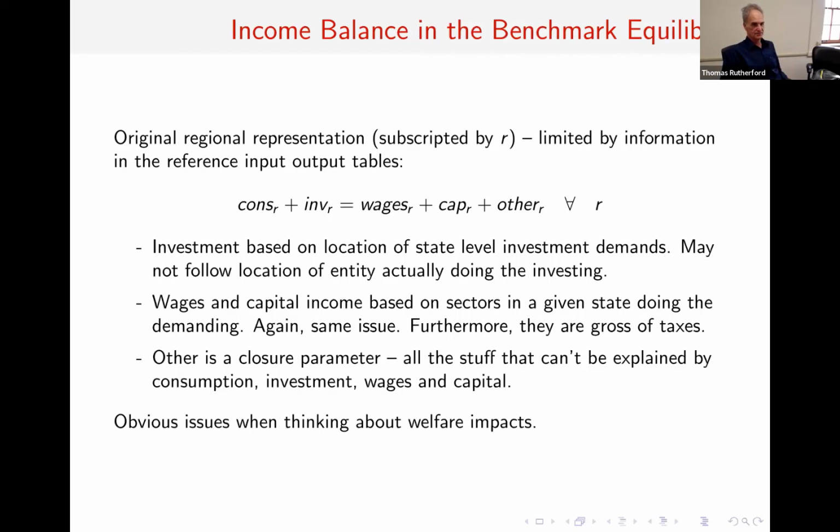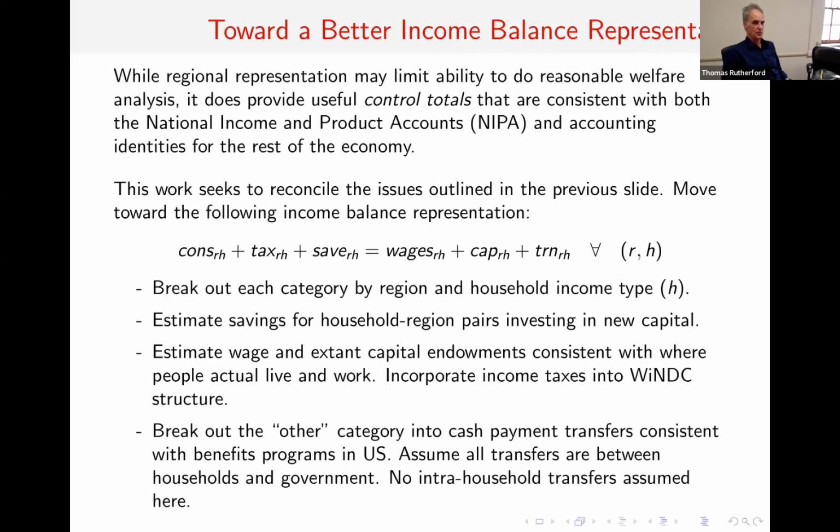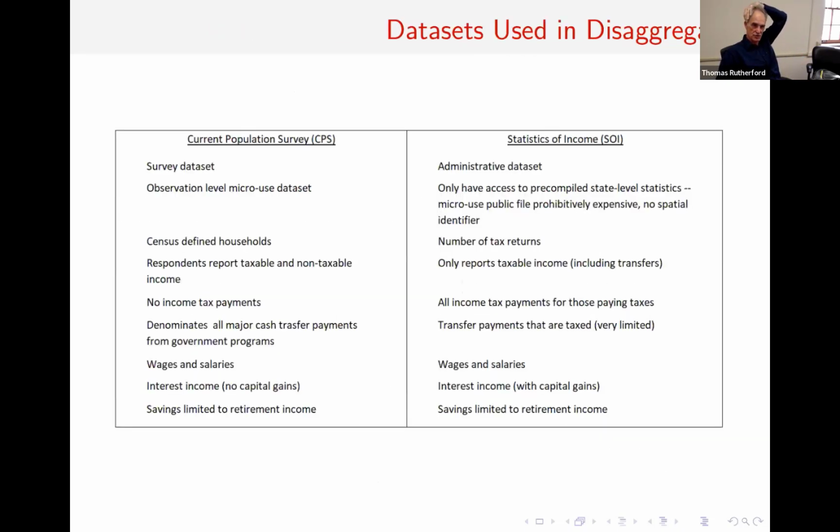So that's the idea about reconciling income balance: the original data set is at the regional level, and now we want to move to a reconciliation of consumption expenditure, tax liability, and savings, which equals wages plus capital income plus transfers. And so we have a way of breaking this out. We've looked at this from a couple of different approaches, and then we control those.